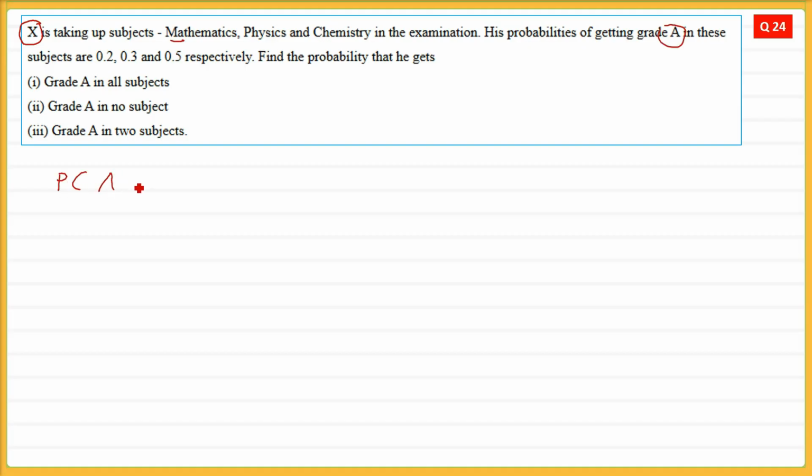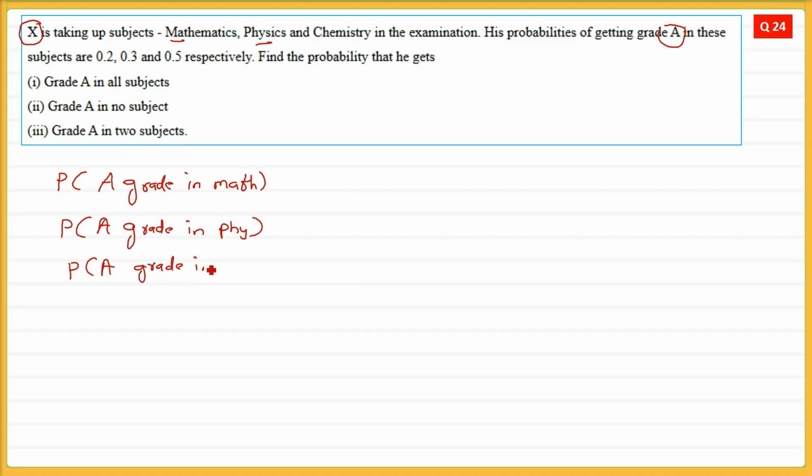So first is getting A in math. This will be our first probability, which is already given in the question. The second probability, already given, is A grade in physics, the second subject. The third probability will be A grade in chemistry. So there are 3 subjects, 3 probabilities already given. I'm just writing for the sake of completion. Otherwise, you know it is 0.2 for the first case, 0.3 and 0.5 respectively for physics and chemistry.